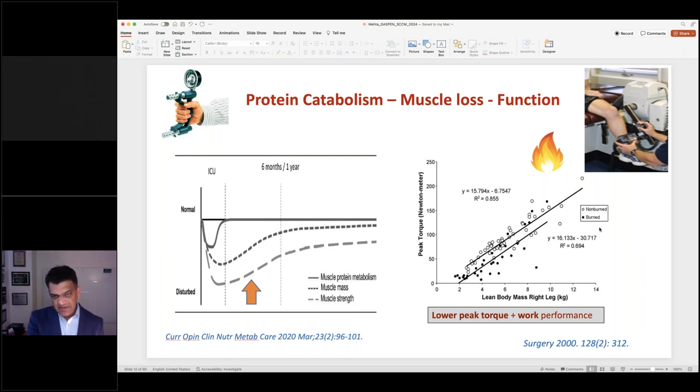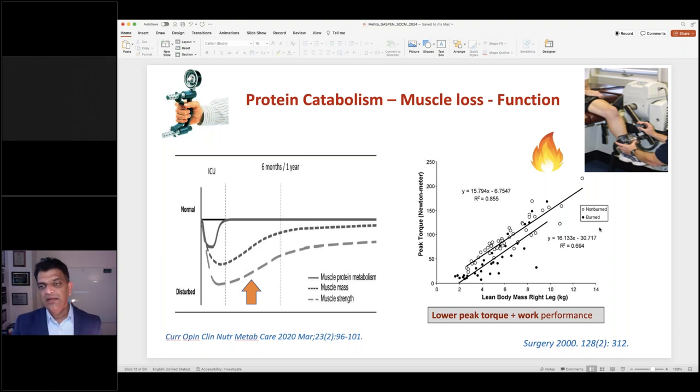And as you go from right to left, patients with lower lean body mass or lost lean body mass, you begin to see on the y-axis a reduction in the actual torque or the ability of the muscle, in this case, across the knee joint, to conduct a forceful extension of the leg.